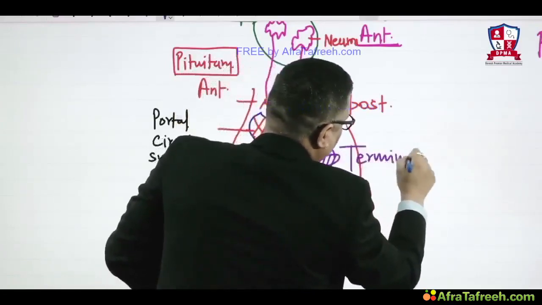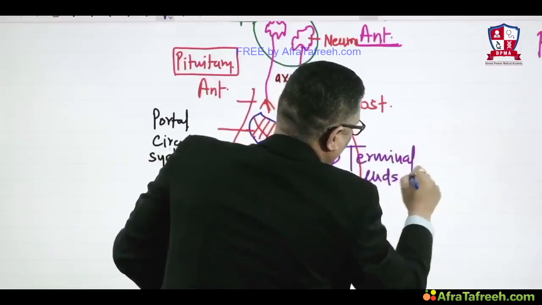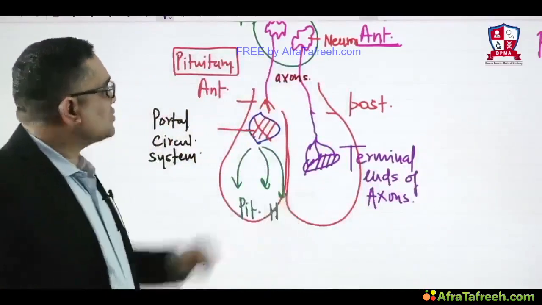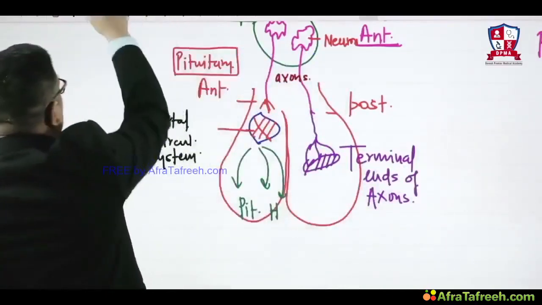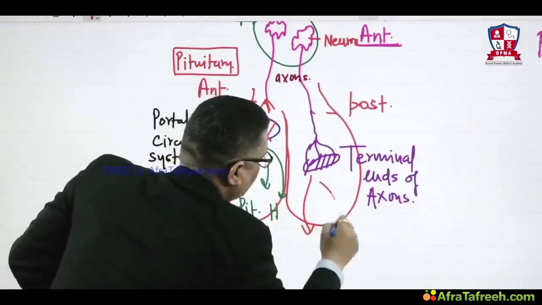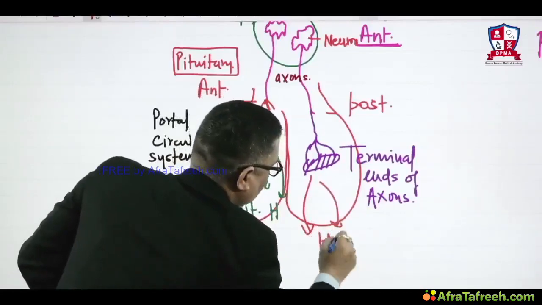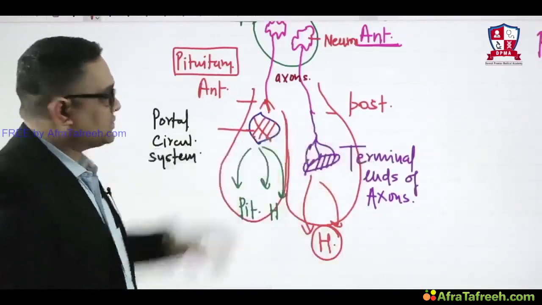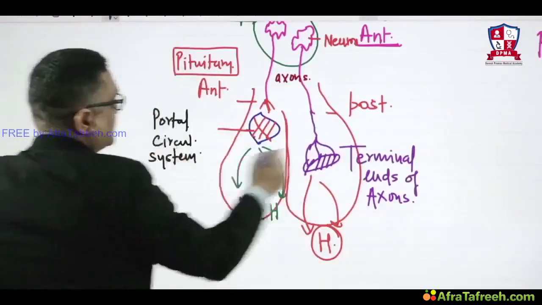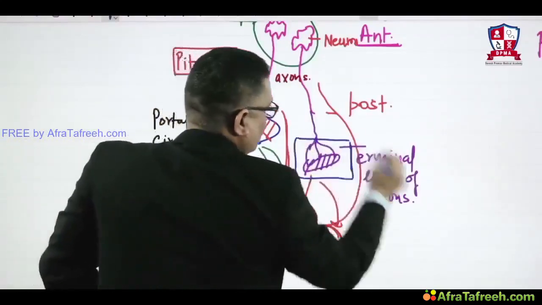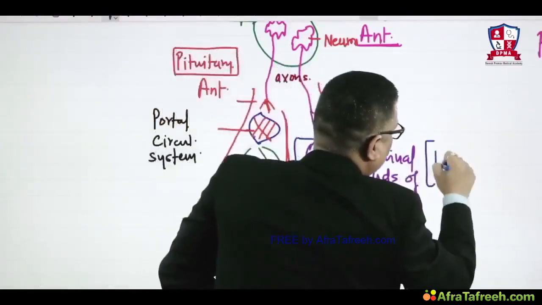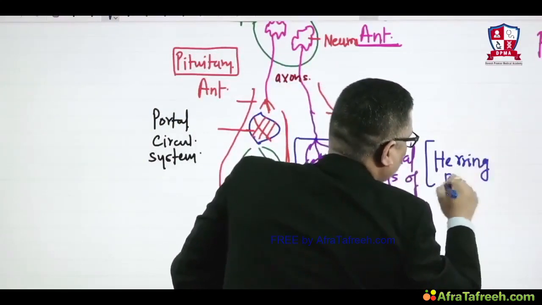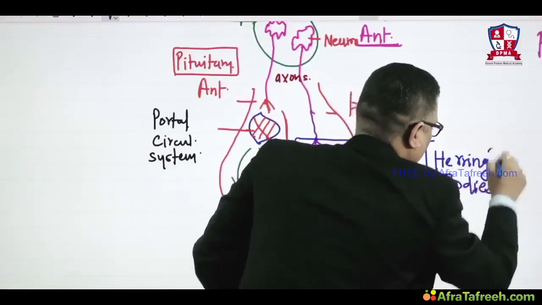So terminal ends of axons will be releasing hormones. These terminal ends of the axons, which I'm showing you here, are also known as Herring bodies. These are called Herring bodies.